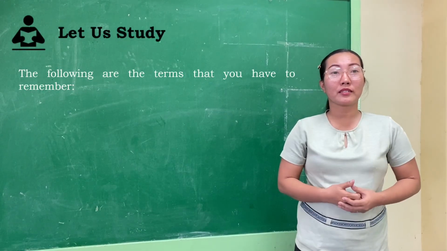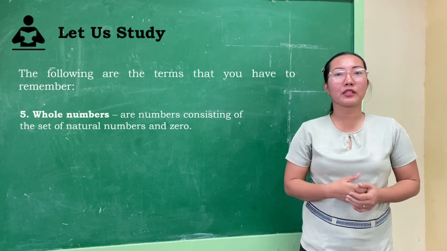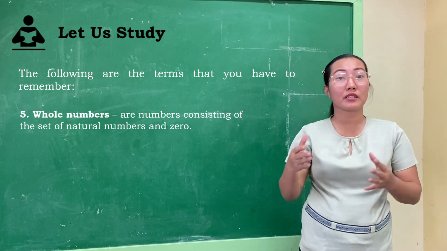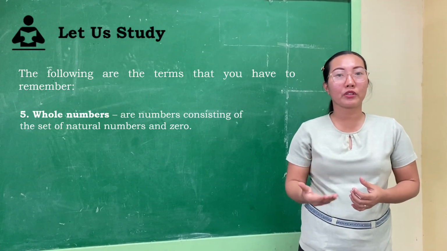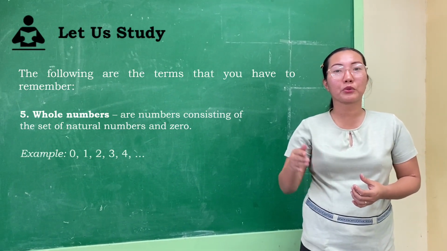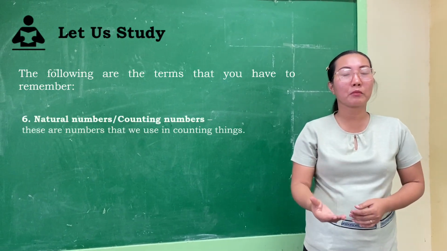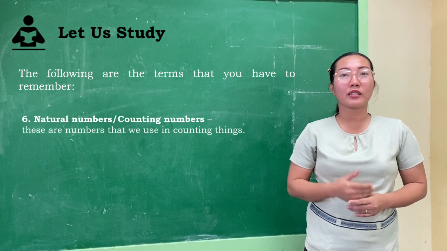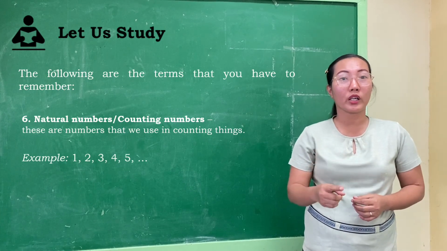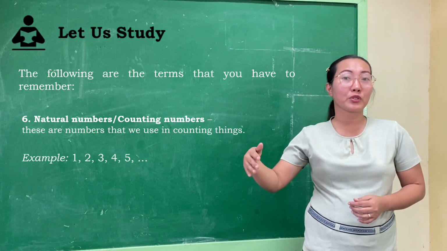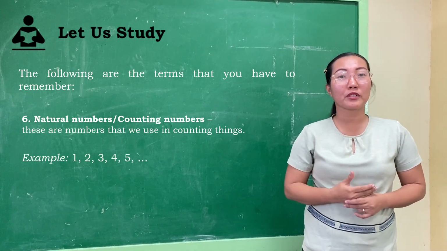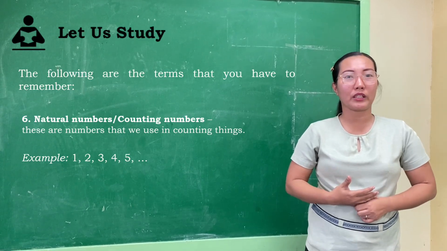The next one is the whole numbers. Whole numbers include the natural numbers and the 0. So what are the natural numbers? We have +1, 2, 3, including 0. While the counting numbers or the natural numbers, it starts with +1, 2, 3, 4, and so on and so forth, and all other numbers that we use in counting things.